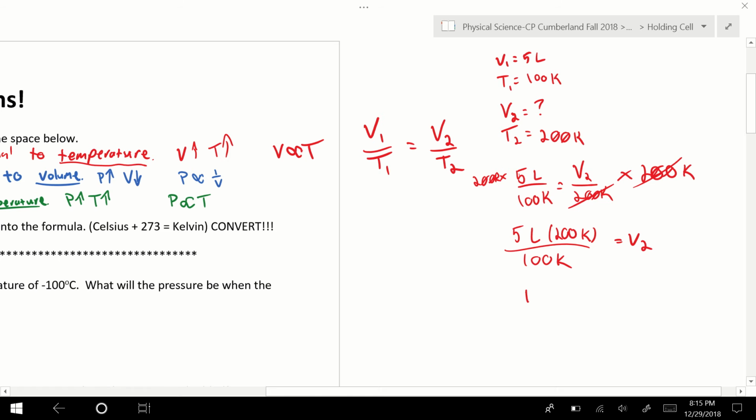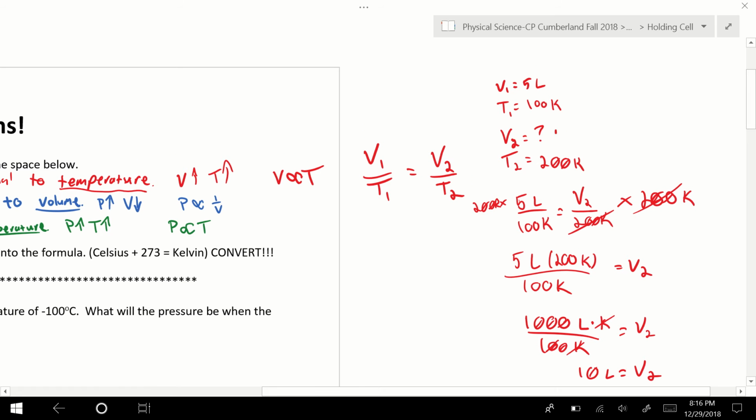200 times 5 is 1,000. To write out the units now, do liters, multiplication sign, Kelvin, over 100 Kelvin equals V2. Give division, and you end up with 10 liters equals V2. So as you can see, our temperature doubled, so our volume did the same thing.